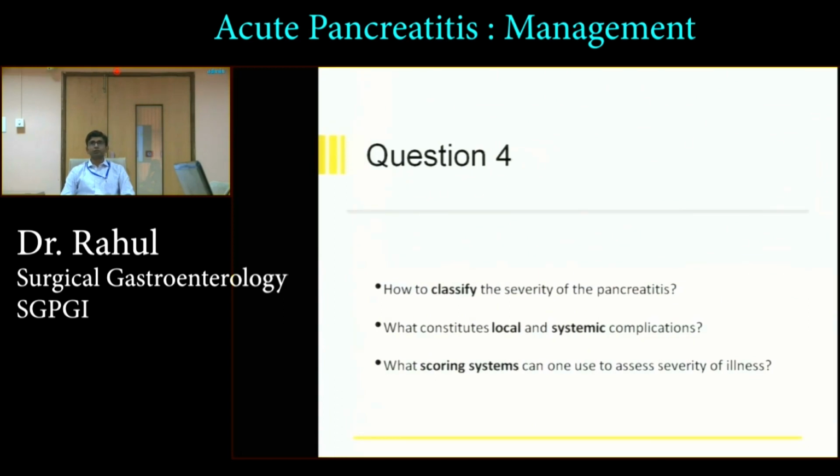Now coming to how to classify the severity of pancreatitis. What constitutes local and systemic complications, and do we have any scoring systems for them? It is very important to classify the severity because based on that we will decide the management of pancreatitis. Please, next.